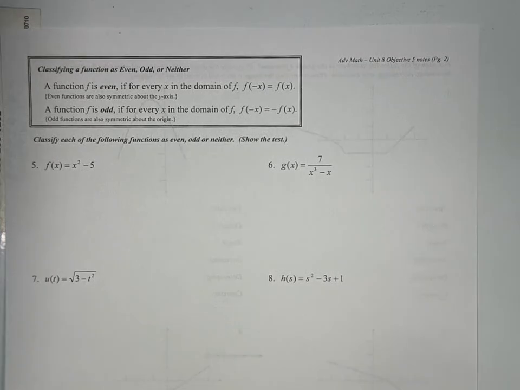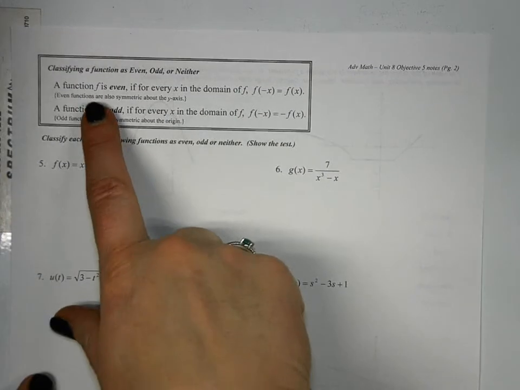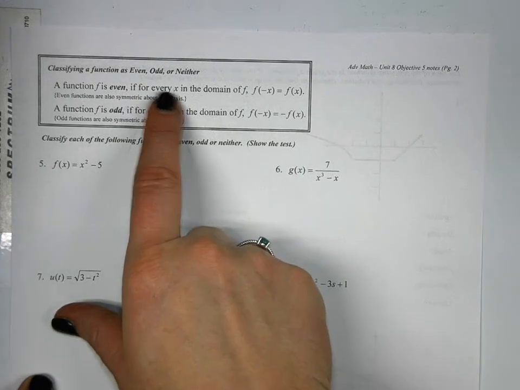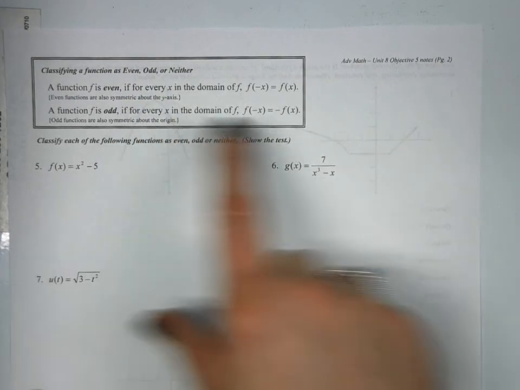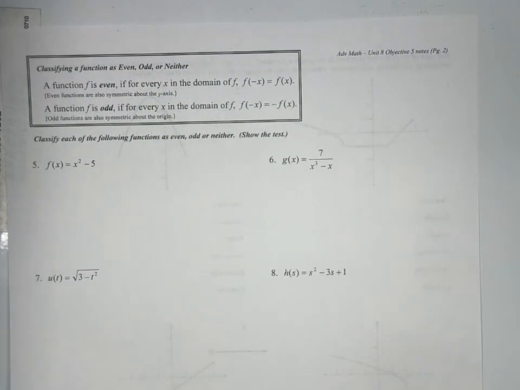All right, so the second half here is 8.5, and you're going to require that worksheet I gave you, because this paper is our notes. So we're going to do a couple on this backside that says classifying even, odd, or neither. We're going to go back to even and odd, which is really similar to how we did even and odd with sine and cosine and tangent and all those, but we're going to be applying them to rational functions.